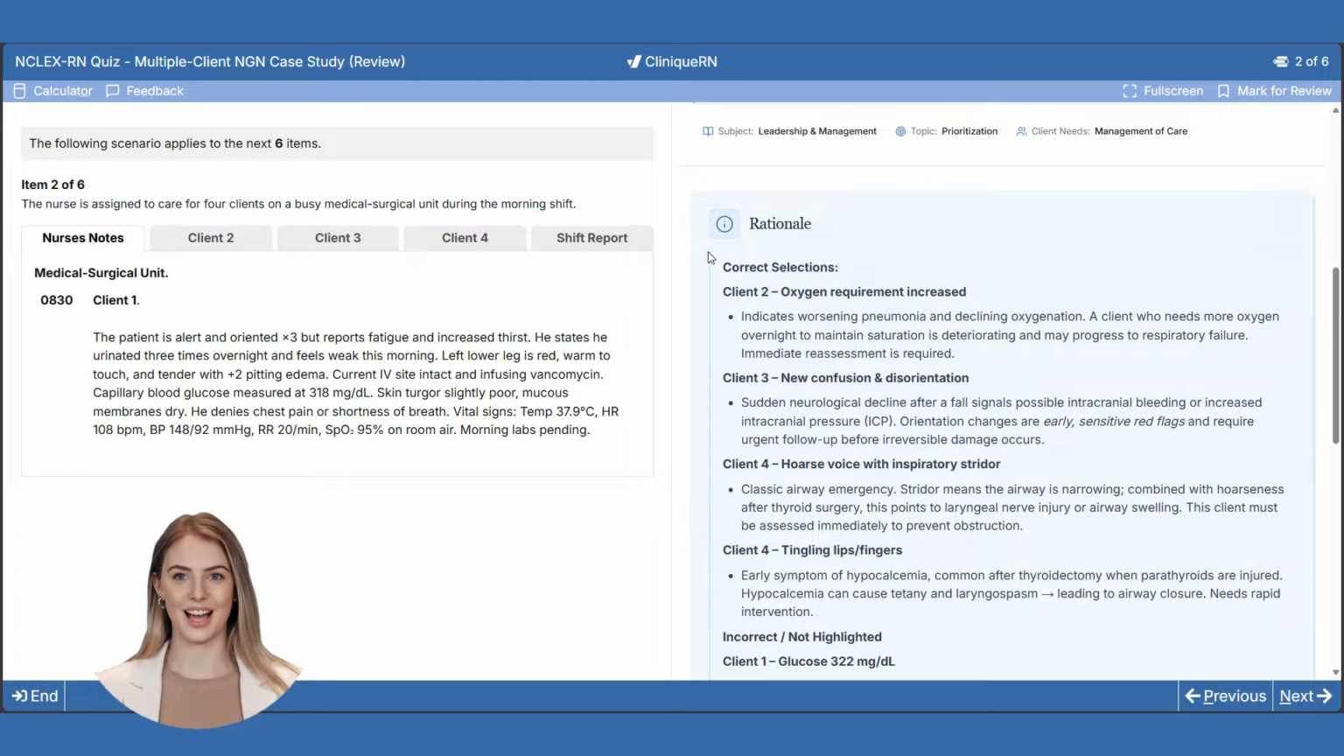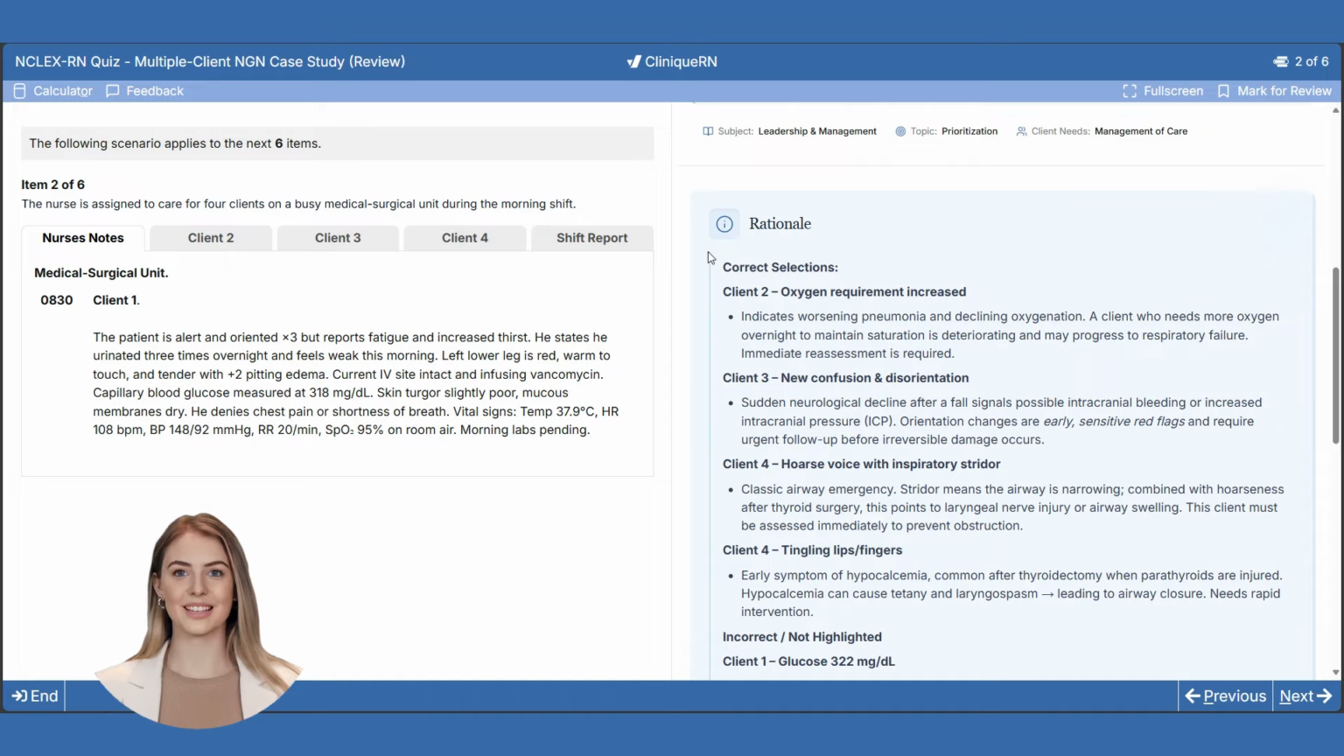Sudden neurological decline after a fall signals possible intracranial bleeding or increased intracranial pressure, ICP. Orientation changes are early, sensitive red flags, and require urgent follow-up before irreversible damage occurs. Client 4, hoarse voice with inspiratory stridor, classic airway emergency. Stridor means the airway is narrowing. Combined with hoarseness after thyroid surgery, this points to laryngeal nerve injury or airway swelling. This client must be assessed immediately to prevent obstruction.